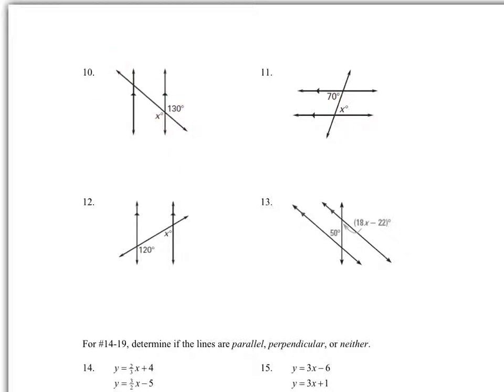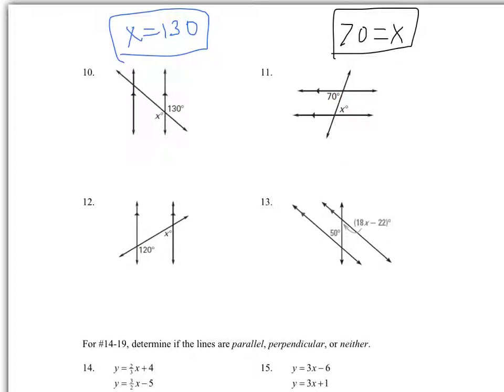These are vertical angles. So actually, even if these lines weren't parallel, these angles would still be congruent. We're going to set them equal. And this is kind of a simple example because when you set them equal, it's all done. You have your answer. In number 11, the two angles are alternate interior. And since the two lines are parallel, alternate interior angles will be congruent. So we'll set those equal. Another one that's just, you get the answer right when you set it up.